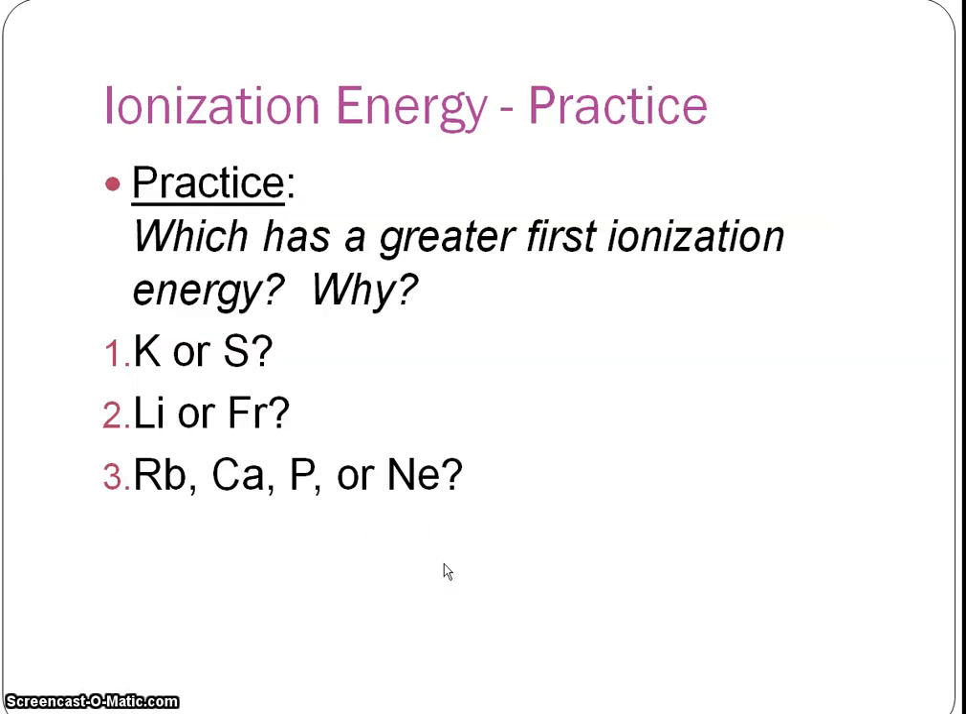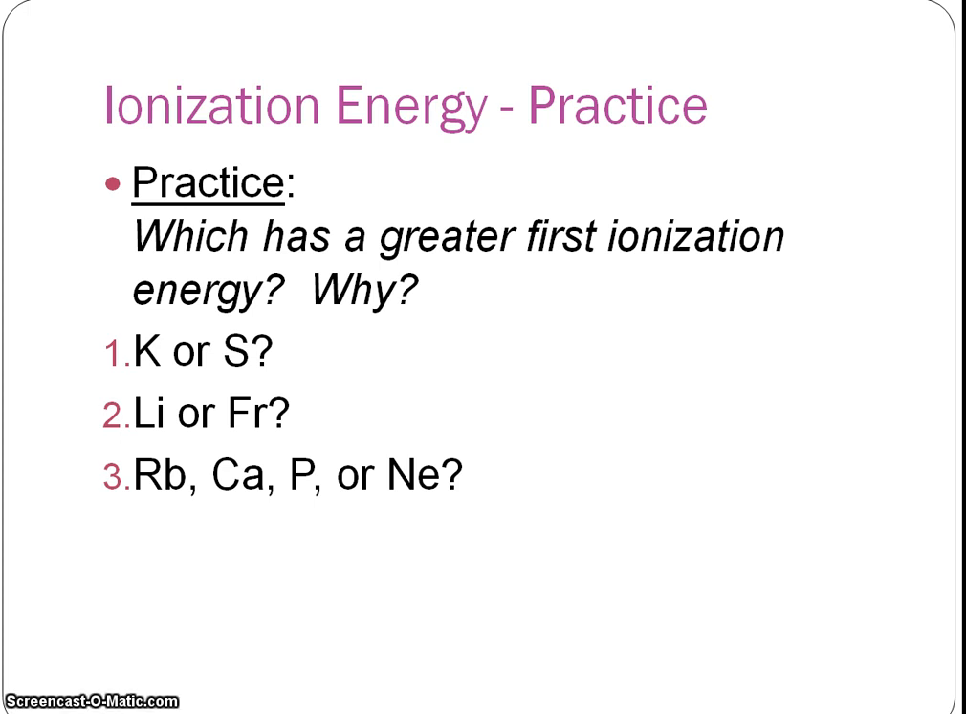So for this last section, find these elements and see if you can tell me which one has a greater first ionization energy. Go ahead and pause this video and see if you can figure it out and then check your answers. For the first one, potassium is way farther to the left and farther down, which means that sulfur has the greater first ionization energy. For the second one, lithium is way higher up on the periodic table, francium is at the bottom, so lithium has a greater first ionization energy.